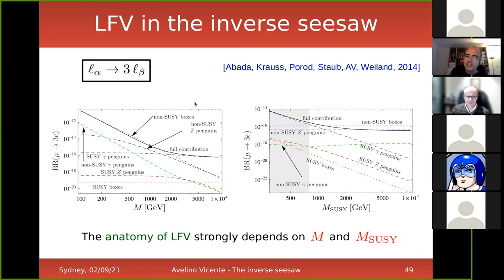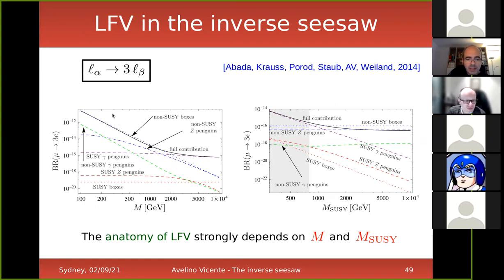And actually, we did this calculation in supersymmetry. I mean, we were a bit masochistic because we wanted to calculate all the possible contributions to this observable, also supersymmetric ones. And then, as you can see here, I'm plotting this branching ratio as a function of capital M that you know already, and also as a function of the supersymmetric mass scale.